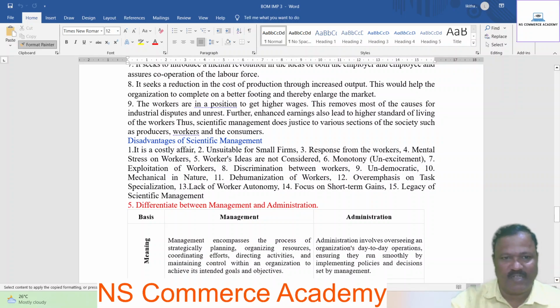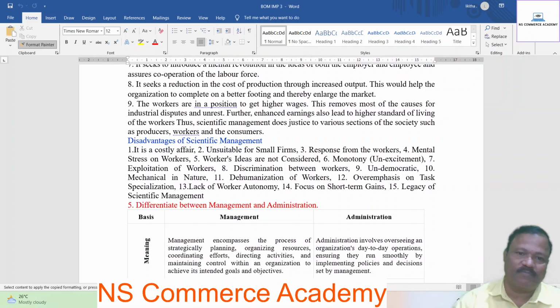Next, disadvantages of scientific management. Here, it is a costly affair, unsuitable for small firms, resistance from the workers, mental stress on workers, workers' ideas are not considered, monotony, lack of excitement, exploitation of workers, displacement of workers, undemocratic, mechanical in nature, dehumanization of workers, overemphasis on task specialization, lack of workers' authority and autonomy, focus on short-term gains, legacy of scientific management.